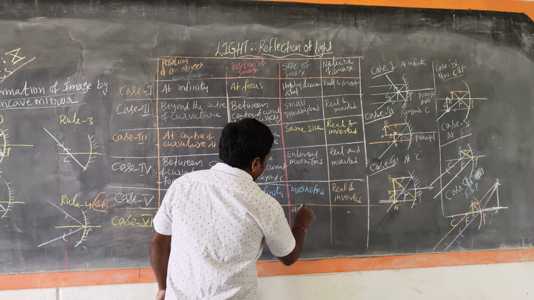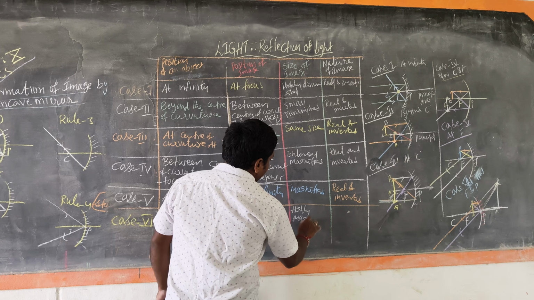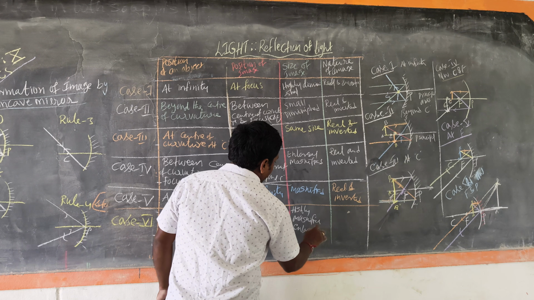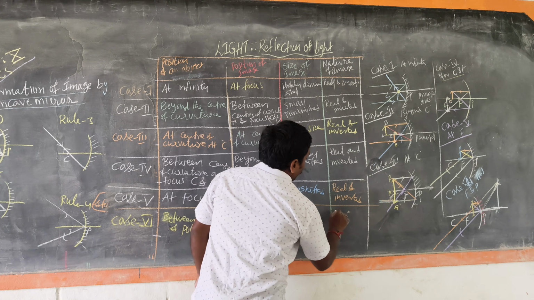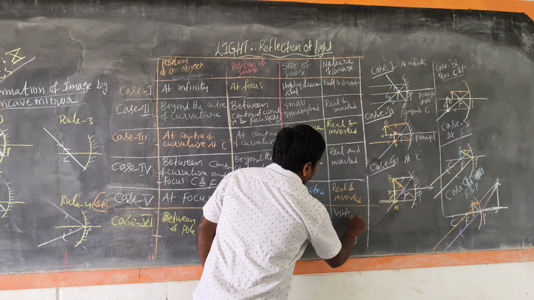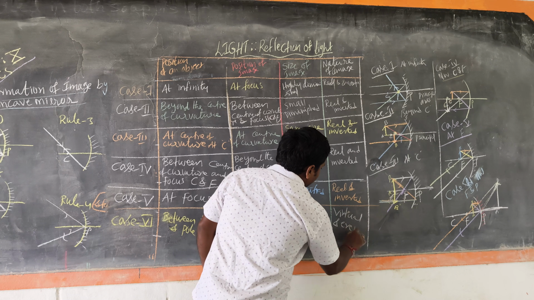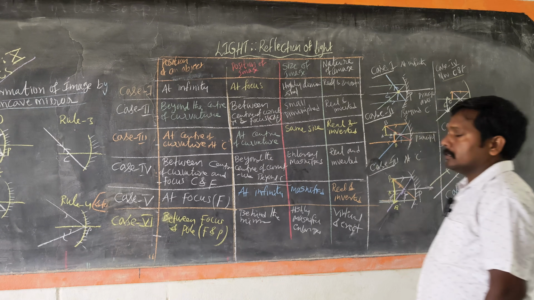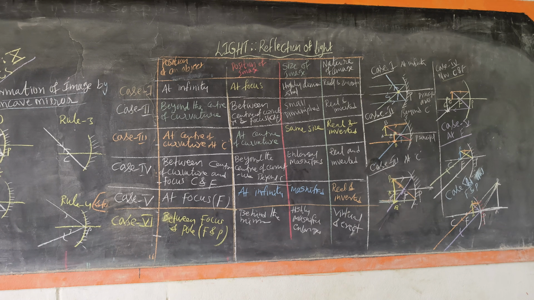Highly magnified and enlarged, virtual and erect image. Virtual and erect images form when the object is placed in between focus and pole. So practicing these is very important.